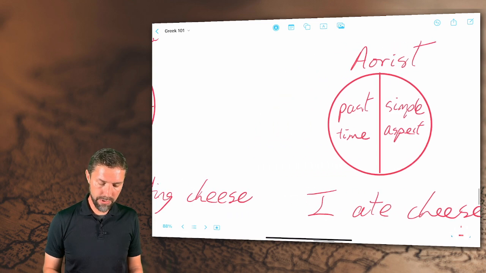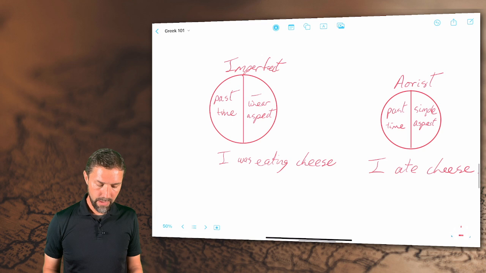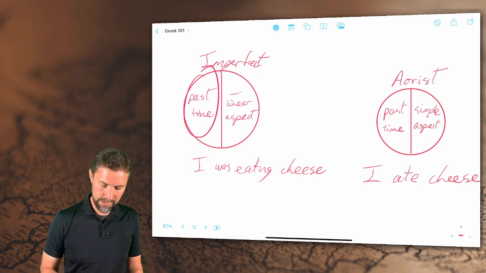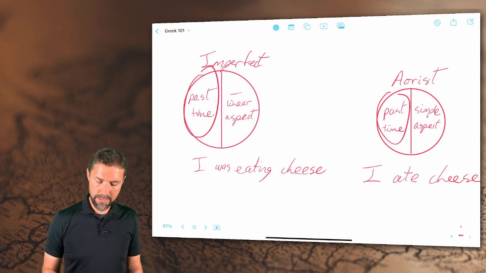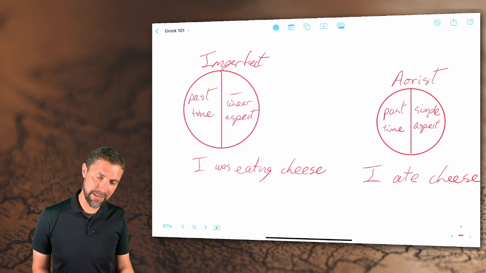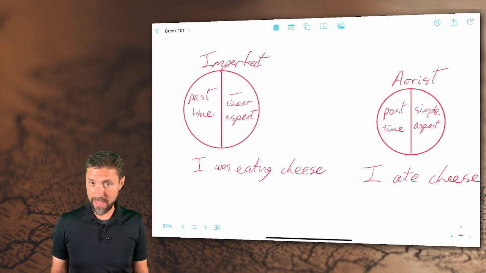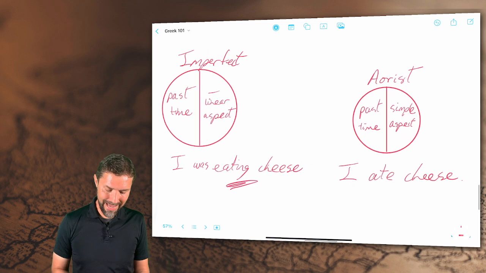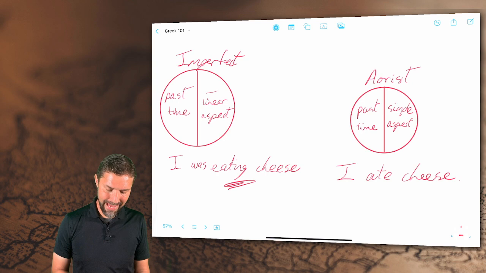Aorist could be compared to the imperfect, and there we would discover that they're both past time, so this quadrant is the same. It's the difference in aspect. Imperfect is linear aspect. Aorist is a simple aspect. So for the imperfect, you'll use an ing, I was eating cheese. In the aorist, you'll just say, I ate cheese. And that's all there is to it.